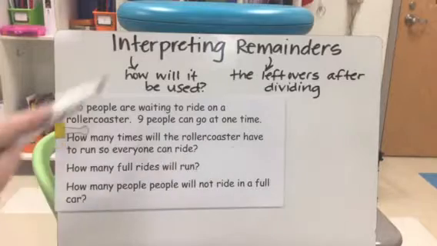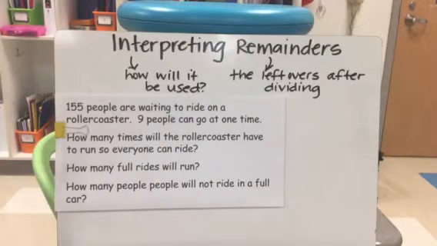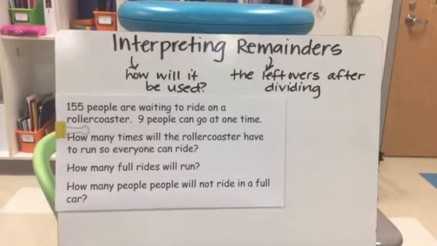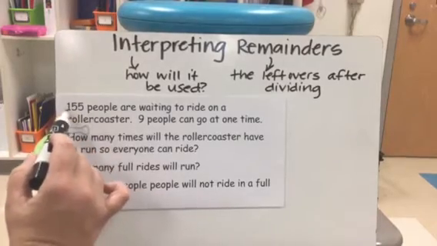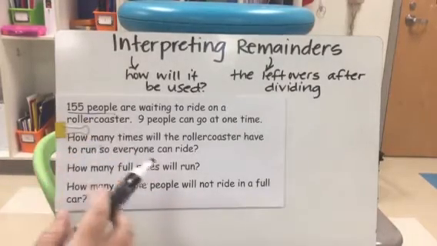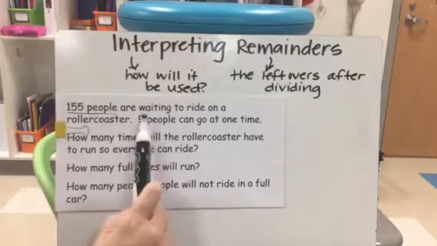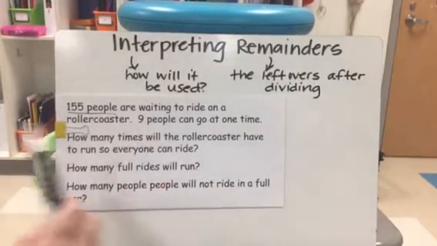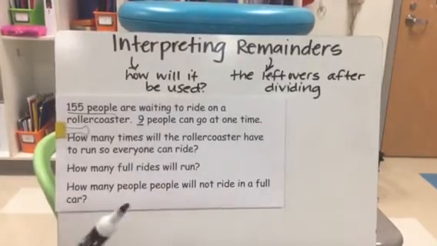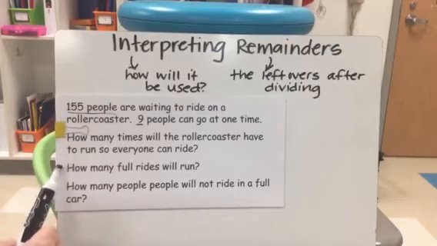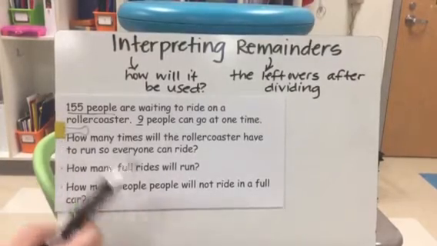I'm going to model for you one example of how the remainder can be used in different ways for the same problem. So you really have to pay attention to what the question is asking. All right, so there are 155 people, and they're waiting to ride on a roller coaster. 9 people can go at a time on the roller coaster. Okay, so I have 3 different questions here for how the remainder might be used.